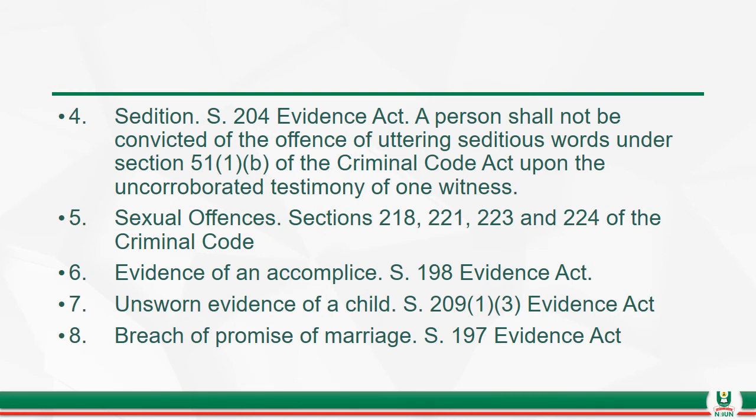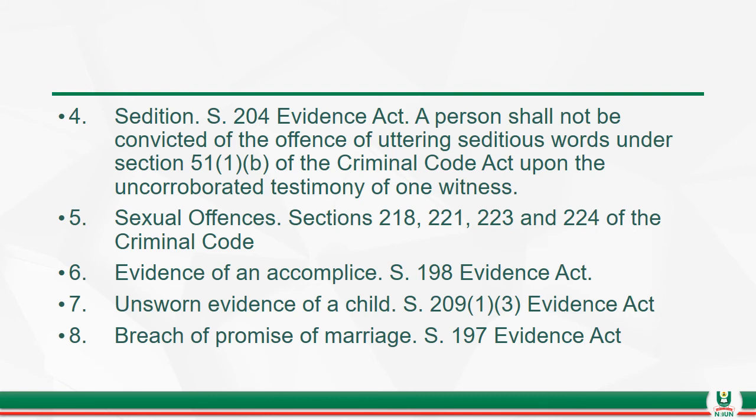Again, in cases of sedition contained in Section 204 of the Evidence Act, corroboration is required. In sexual offenses, corroboration is also required: Sections 218, 221, 223 and 224 of the Criminal Code. Those sections deal with defilement of girls under 13, defilement of girls under 16 and above 13, and of idiots. Section 223 deals with procuration, and Section 224 with procuring defilement of women. Under those sections, nobody can be convicted without corroboration.